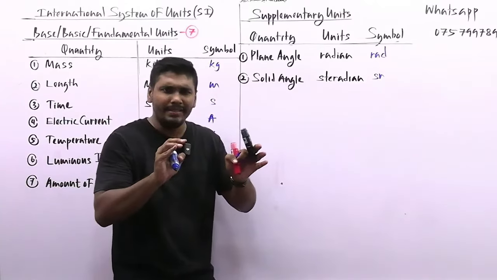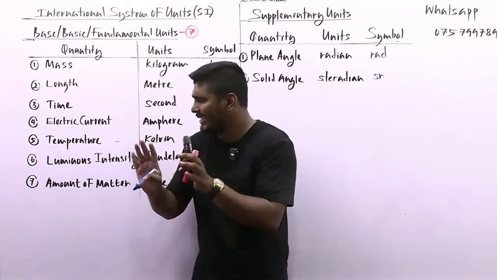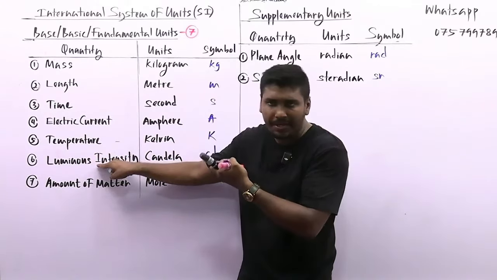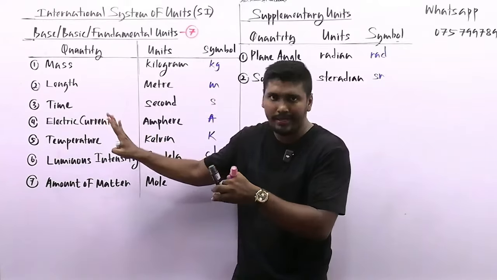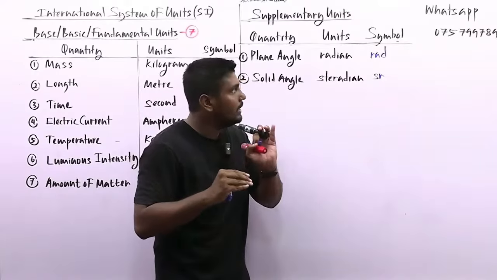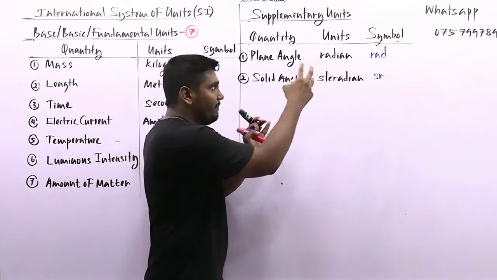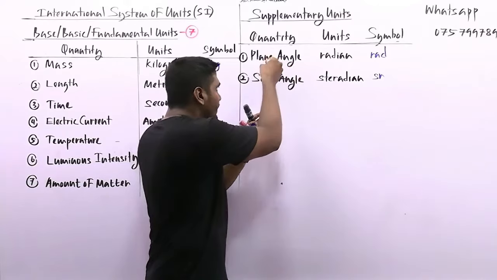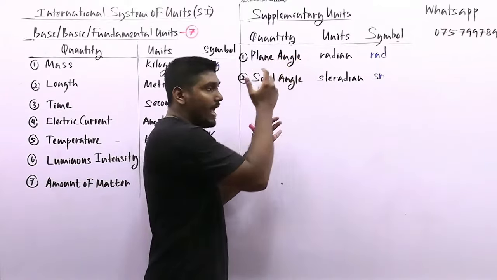Then you have problems now, right? I didn't understand what luminous intensity is as a physical quantity; the remaining are all okay, I learned them at all levels. And sir, now you talked about two supplementary units also. I understood what you explained, but I still didn't get the idea. What is a plane angle and what is a solid angle?